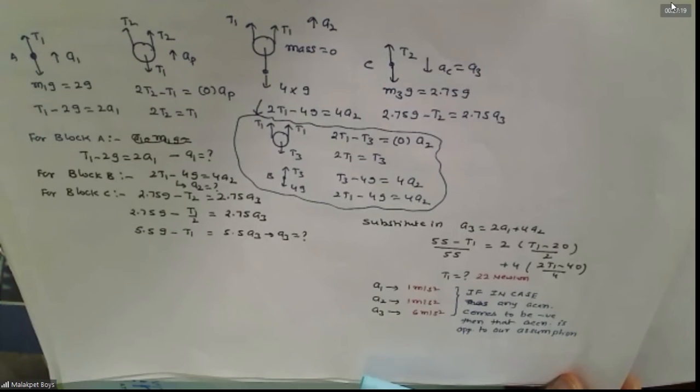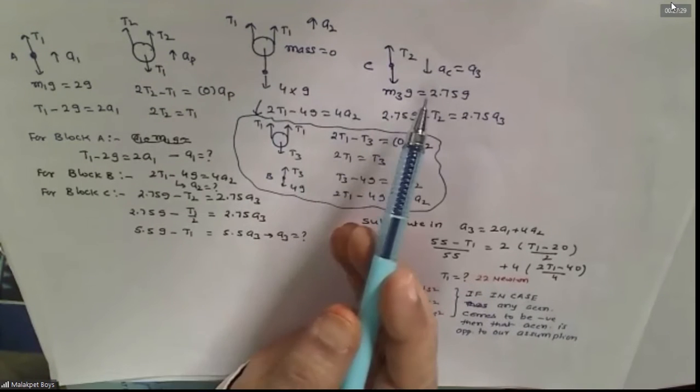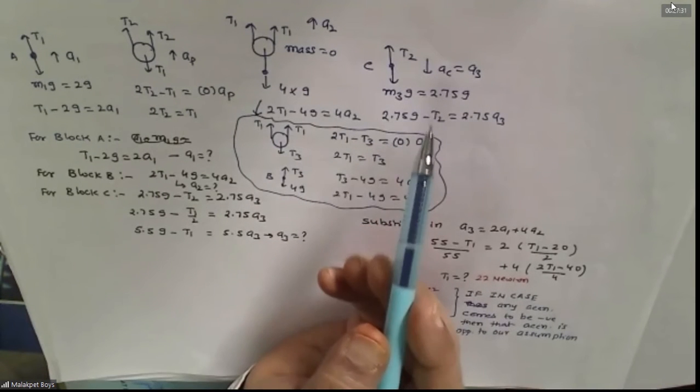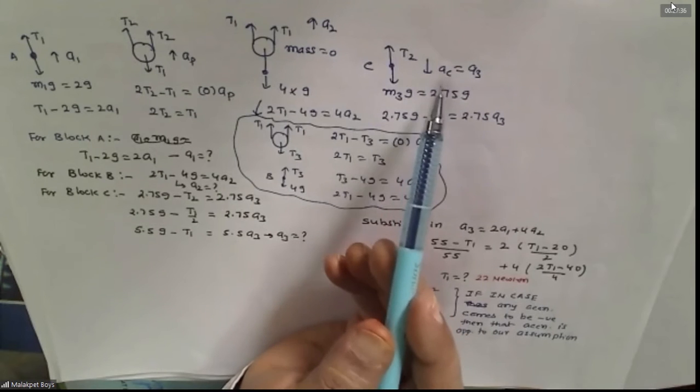Sir, tell me. For block C, that should be T2 minus 2.750, sir. Which one? This one. For block C, sir, block C. No, this one. Tell the equation, sir, the equation. T2 minus... should come now, sir. T2 minus 2.750. Why is this coming like this?